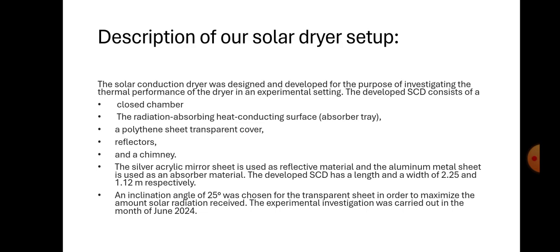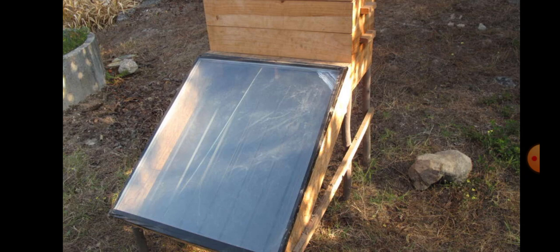The angle we kept is 25 degrees, in order to maximize the amount of solar radiation received. The experimental investigation was carried out in the month of June 2024. This is a visual representation of the solar dryer.